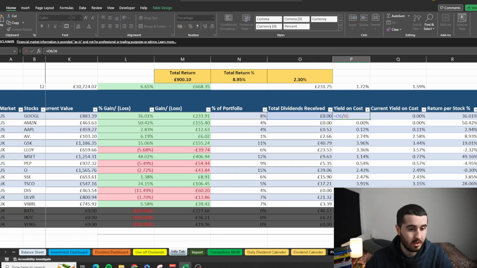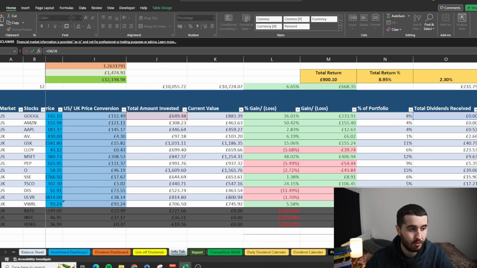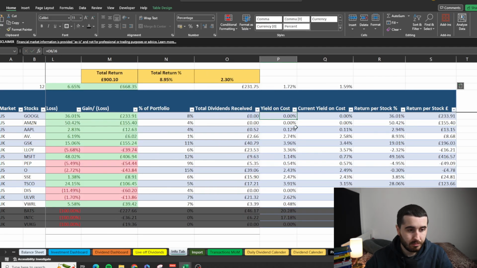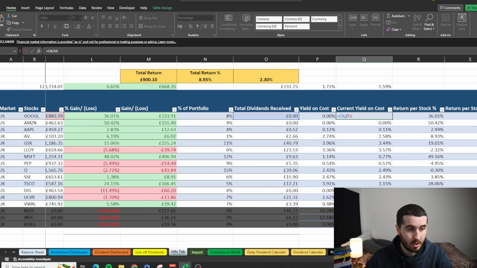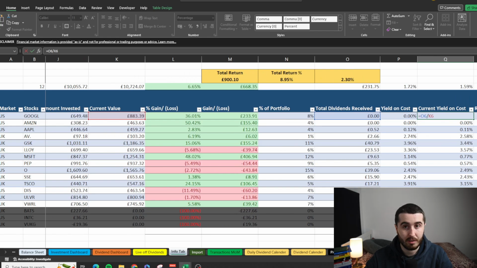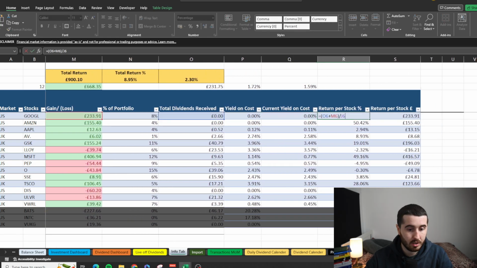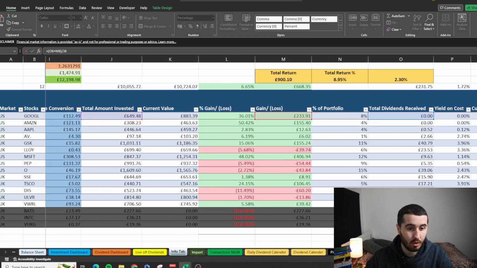Yield on cost is your dividends received divided by the total amount invested. That gives you your yield, your yield on cost. And then we have current yield on cost, which is total dividends received divided by the current value. So it's slightly different. And then we have return per stock, which is the gain or loss plus the dividends received divided by the total amount invested.